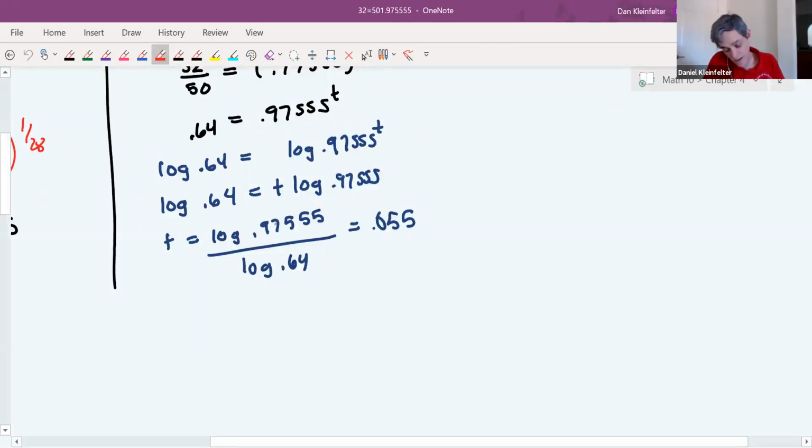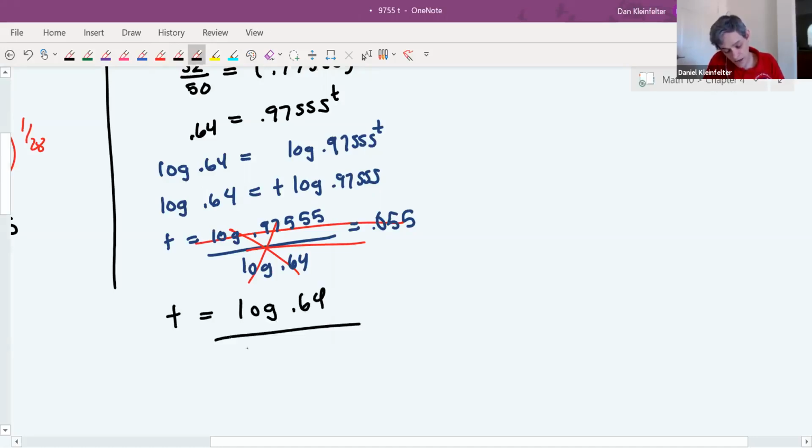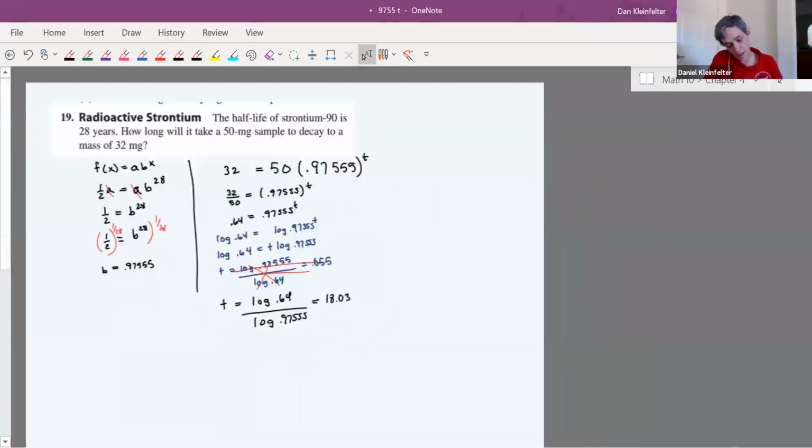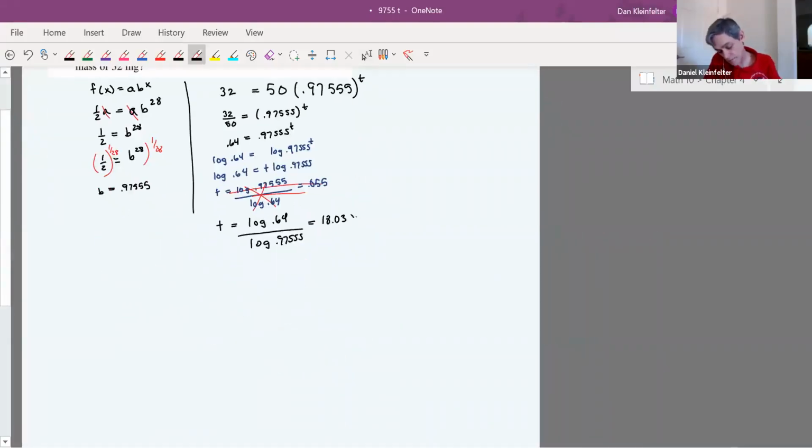All right, so I just forgot algebra for a minute. So this is exactly upside down. We need to have t as log 0.64 divided by log 0.97555. So sorry about that. It seemed too small. All right, so 18.03. And that's going to be in years. Yeah, all right, that's much more like it. All right, so sorry about that.